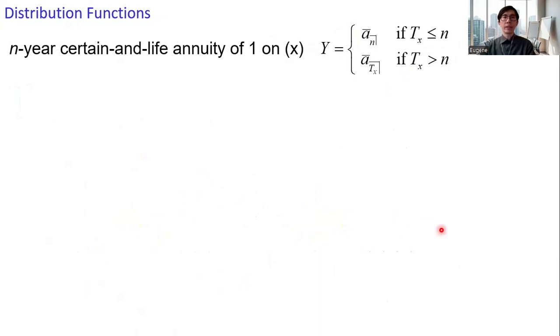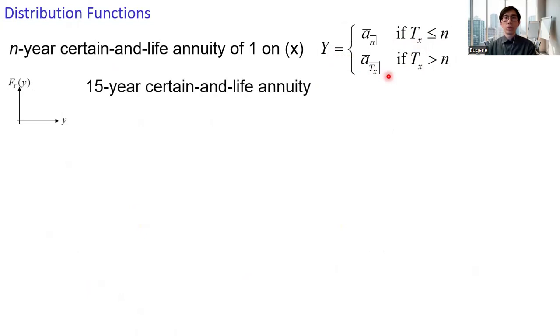The last type of life annuity, certain and life annuity. All right, when T_x is less than or equal to n, the payments are certain for n years. Therefore, Y is a-bar angle n. And then when T_x is greater than n, the value for Y depends on T_x. So Y equals a-bar angle T_x. Consider a 15-year certain and life annuity.